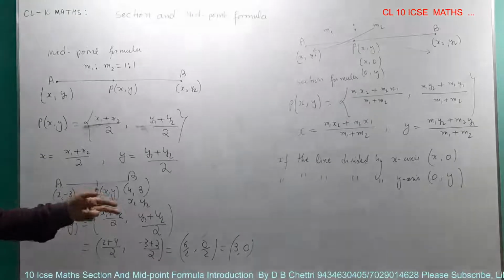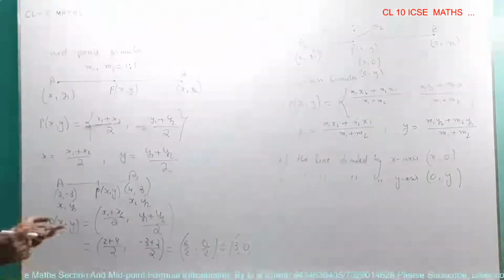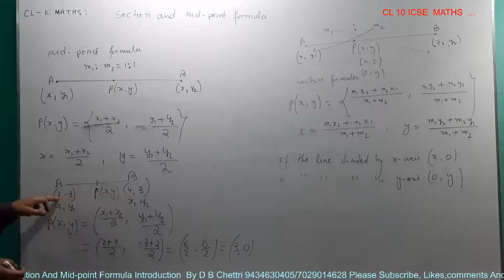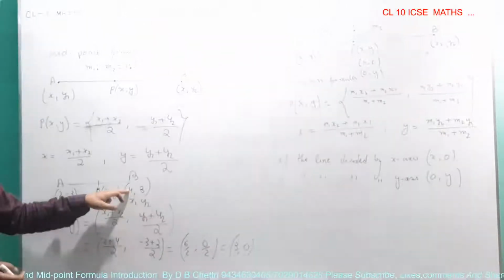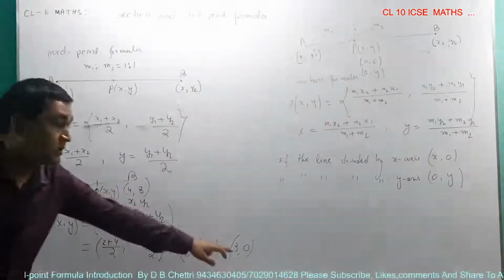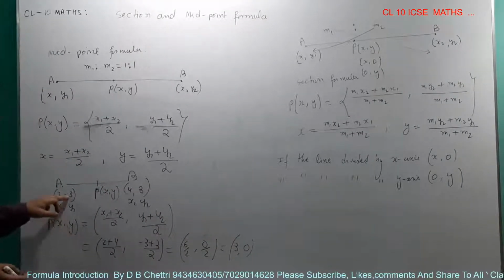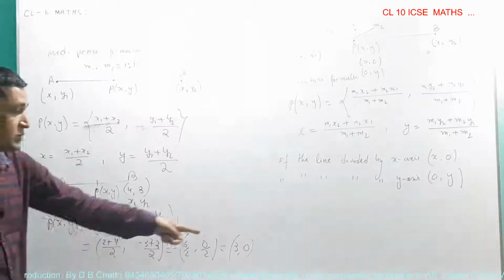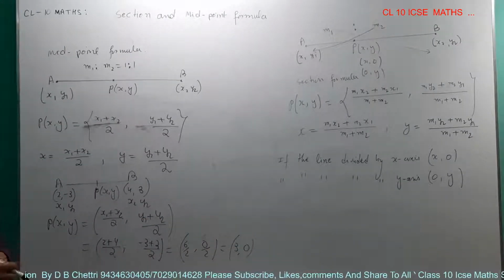Same thing you can do mentally after getting the concept. How to do it mentally? Get the sum of x: 2 plus 4 is 6, 6 divided by 2 is 3. Then minus 3 plus 3, the sum is 0, and 0 divided by 2 is 0. You can do the same thing directly also.